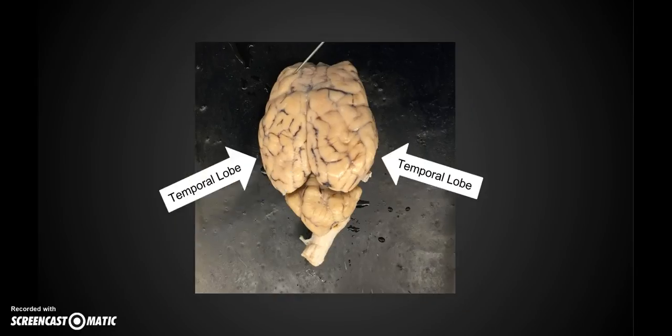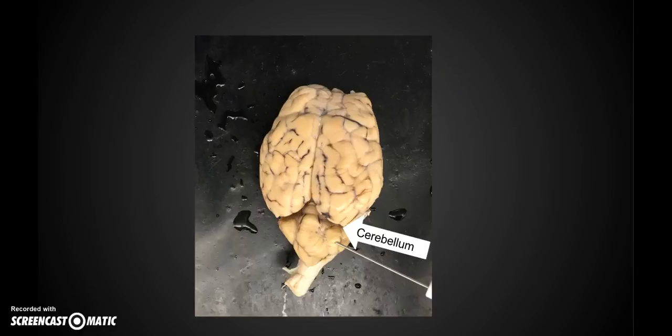The temporal lobe is located inferior to the parietal lobe on the sides of the brain. The upper part of the temporal lobe is responsible for managing hearing, while the lower part is responsible for memory processing. The cerebellum is located in the posterior part of the brain. The cerebellum's 2 main functions are muscle coordination and balance.